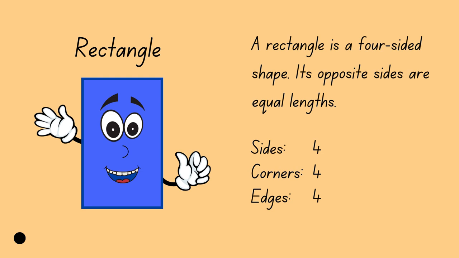Rectangle. A rectangle is a four-sided shape. Its opposite sides are equal lengths. It has four sides, two equal sides per side, four corners, and four edges.